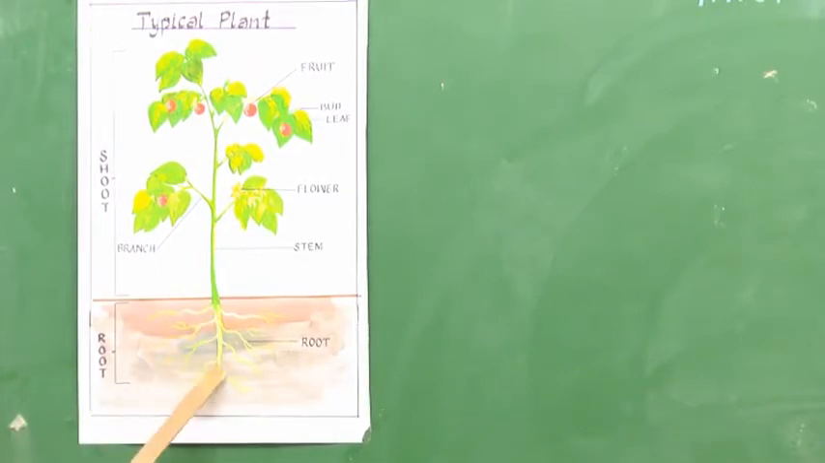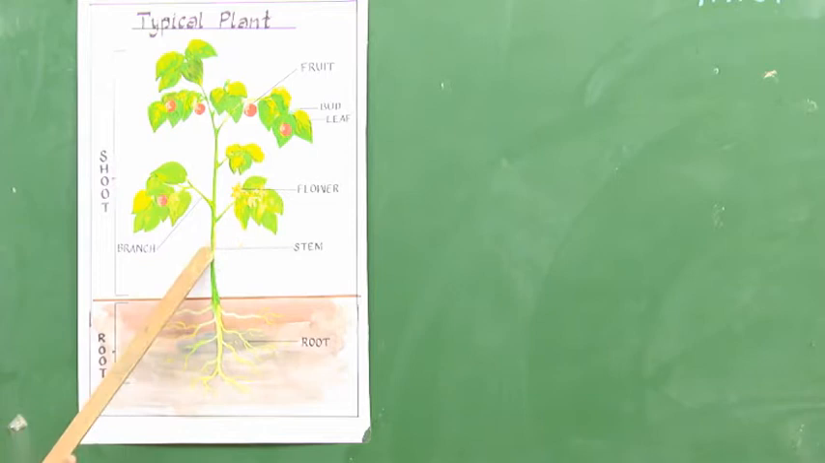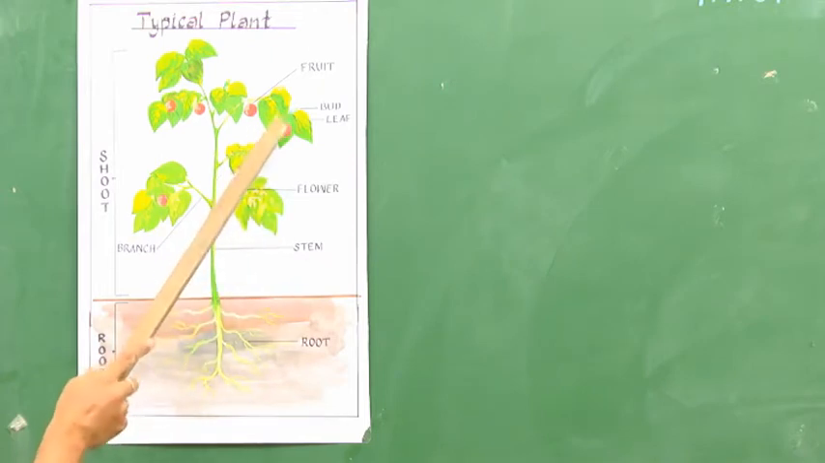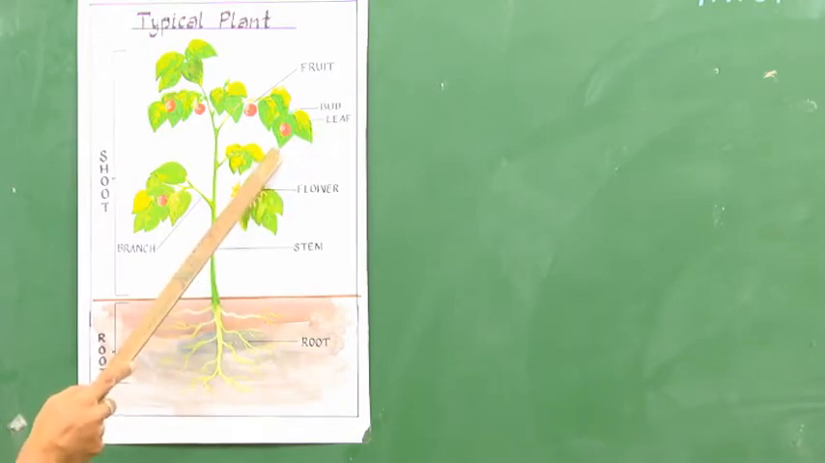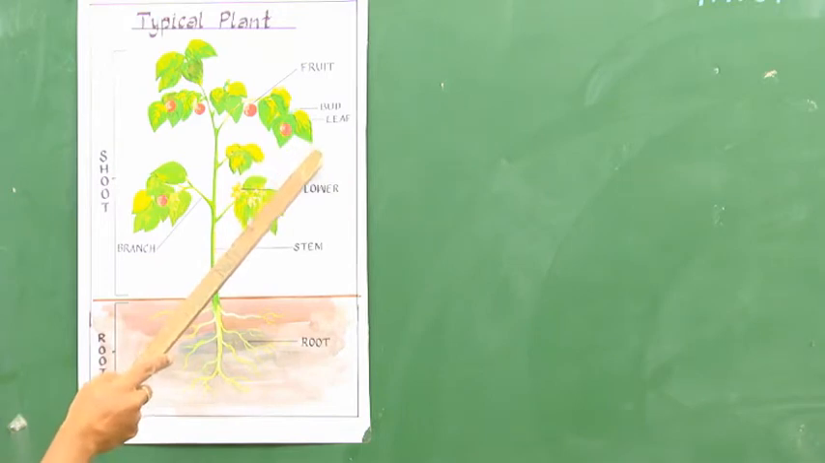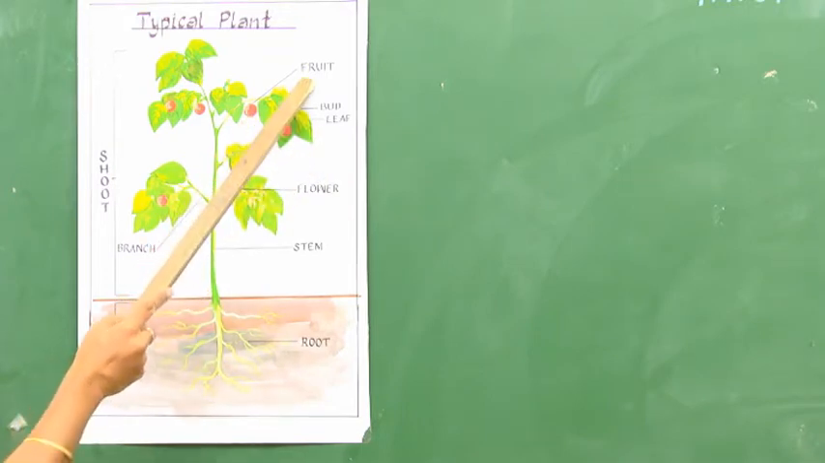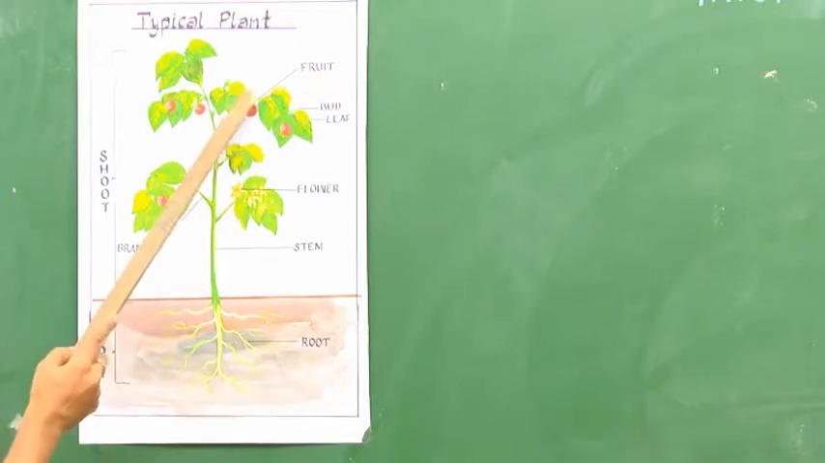Yes, root, stem. This is the stem, S-T-E-M, stem, then leaves. L-E-A-F, leaf, L-E-A-V-E-S, leaves, many leaves. Next, you can see fruit here, F-R-U-I-T, fruit, and you can see buds here.